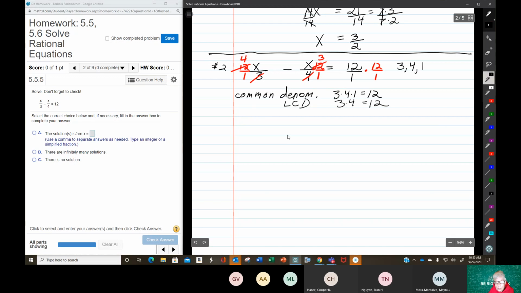So I am going to write 4x minus 3x equals 144. 4x minus 3x is 1x. Oh, no problem. X equals 144.